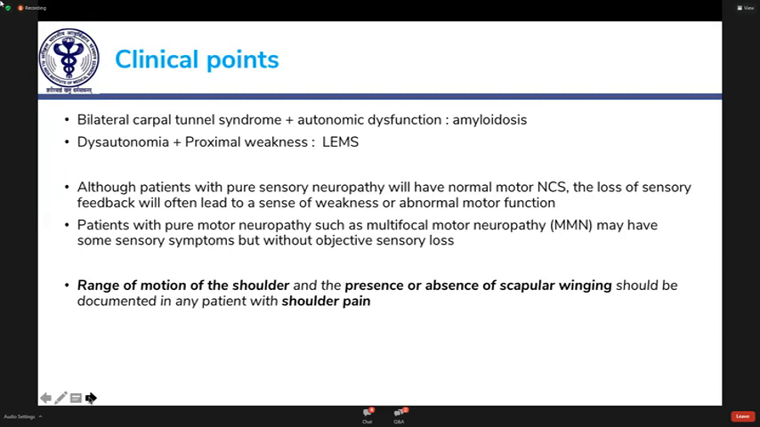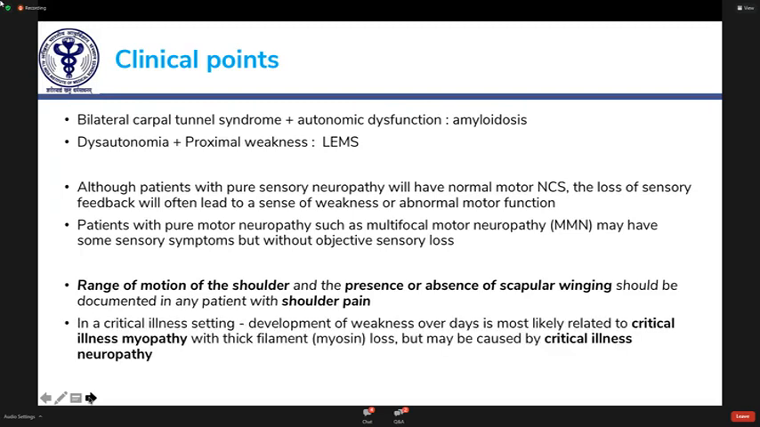And whenever there's a shoulder pain, the range of motion of the shoulder should always be checked. Presence or absence of scapular winging should always be documented. So when we have a shoulder pain, you say in Parkinson's, same thing. If you have a shoulder pain, in some hereditary disorders, even some conditions like FSHD. When you have something with shoulder pain, restricted movement, the differential should all be there. When you have a pure motor syndrome.